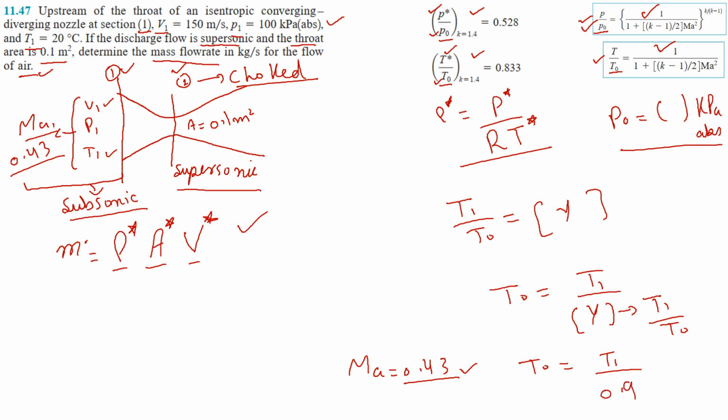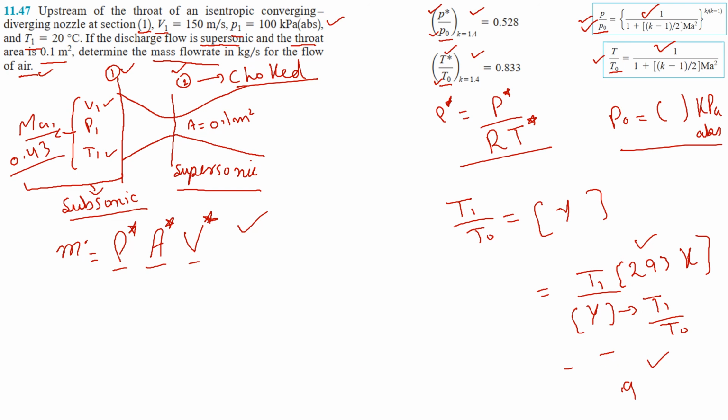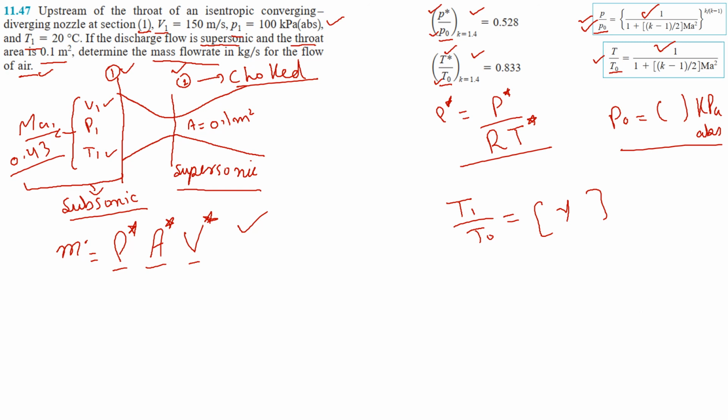So this is how we are going to find T0, and that also in terms of absolute temperature, and we are going to put T1 as 293 kelvins, not 20 degrees C, because we are talking about absolute values of temperature and pressure. So that's how we are going to find our stagnation temperature and pressure. Now we are going to use that stagnation temperature and pressure and put them in these formulas that again will be in terms of kelvins.